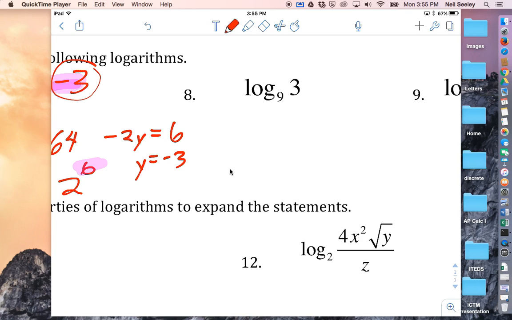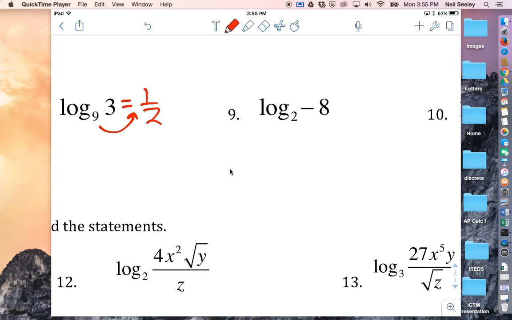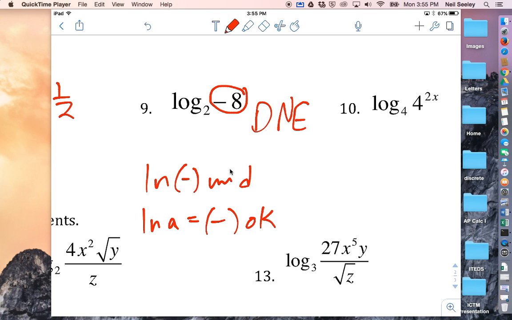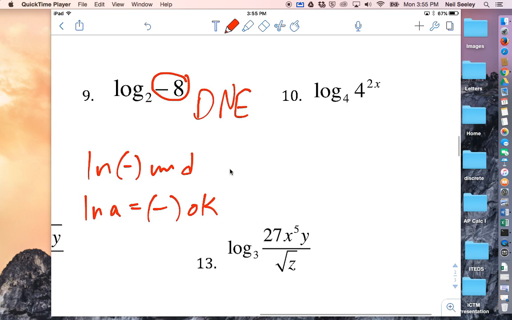Some of the other ones are easy. 9 to what power is equal to 3, and that's a square root. So that's a 1/2 power. 9 to the 1/2 power is 3. 2 to what power is negative 8? You can never input negatives into a log, so this one does not exist, undefined. Can't input. You can have negative output. So here's the contrast: you can't put in a negative number. That's undefined. But you can have a natural log of some number, and it can be a negative number, and that's okay. You can have a negative output, but you can't input a negative number into a log.